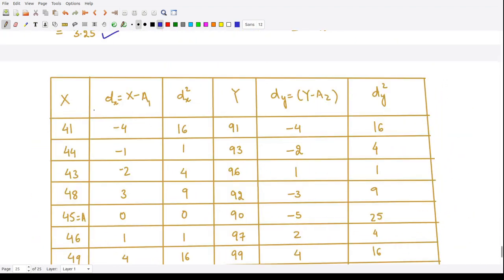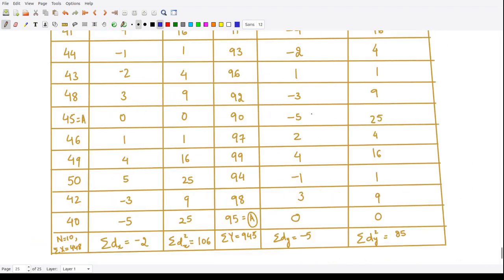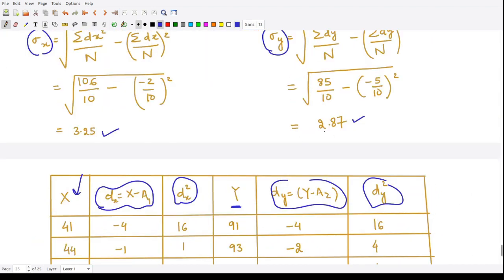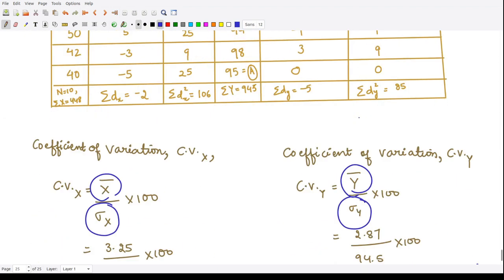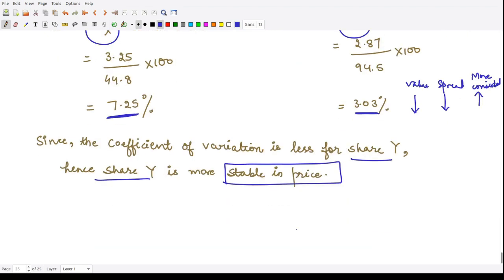Now this you already know. For the given share, how can you calculate the deviations and dx square? For the given share Y, how can you calculate these deviations? This is very simple, right? This is a part of the calculation of standard deviation. The values of this one and this one are obtained from the tables. So at the end we conclude that because the coefficient of variation is less for share Y, share Y is more stable in price and therefore one should go for this particular share.